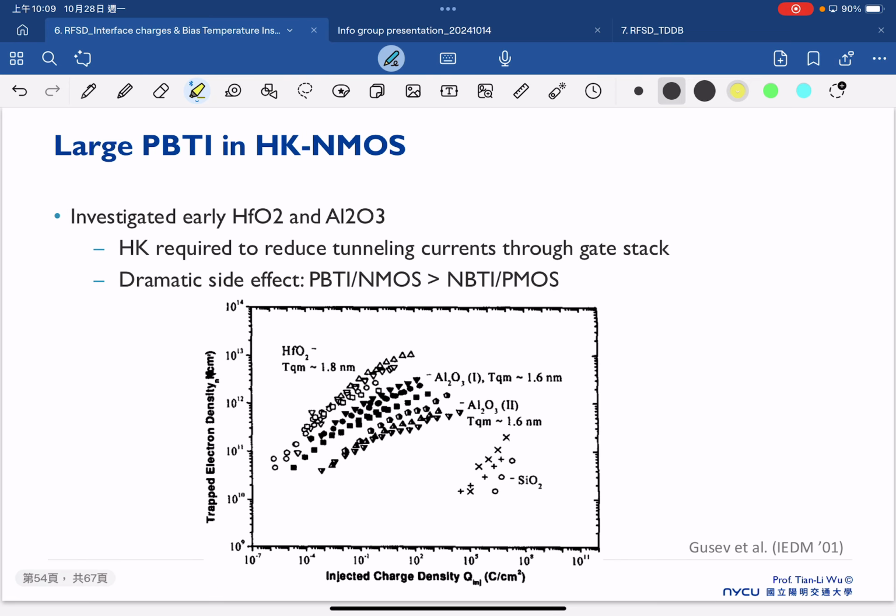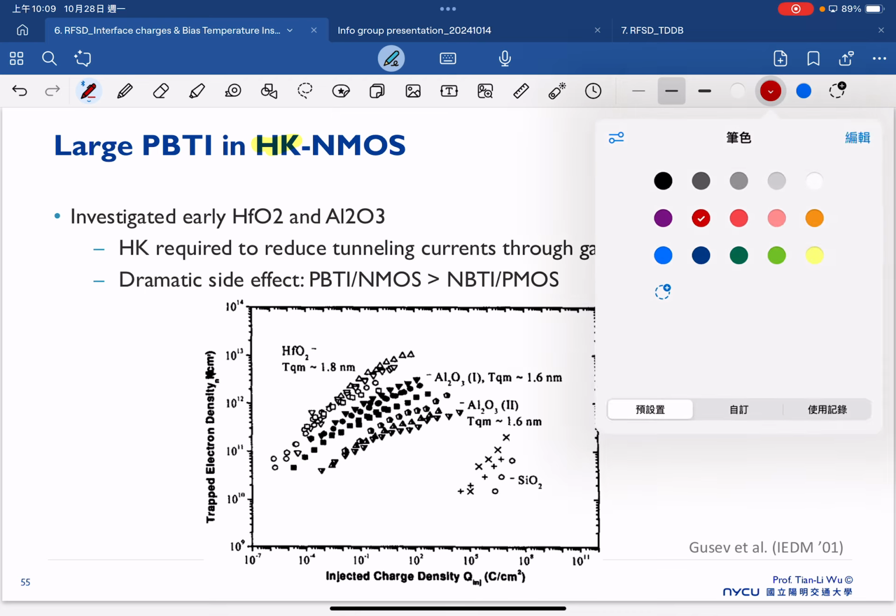Later on, in 2001, people started to explore different high-k materials. As you know, the history of semiconductor evolution is that in the beginning we employed silicon dioxide, but after we tried to scale it, we found that SiO2 cannot be scaled anymore due to high leakage current. Therefore, we had to start replacing SiO2 with another high-k. Although high-k gives some advantages, for example a large dielectric constant, so we don't have to reduce the thickness but can keep the same current rating, the first reliability issue of high-k is that we see a large PBTI.